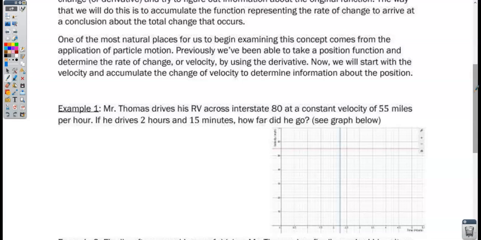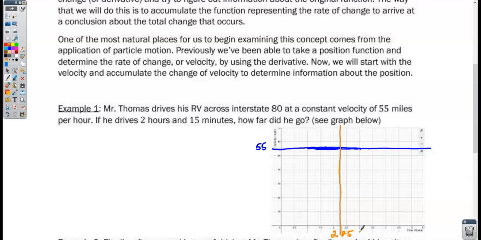Okay, so looking at this problem, and unfortunately my picture got a little bit blurry here, but right here we have a line representing the 55 miles per hour that I'm driving. And over here, we have another line representing the 2.25 hours that I'm driving, 2 hours and 15 minutes, or 2.25 hours.